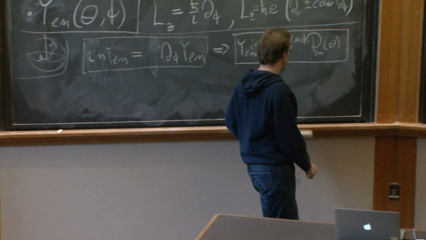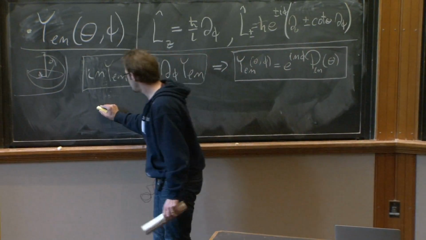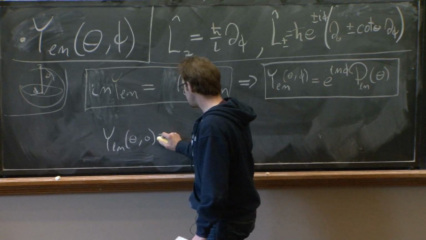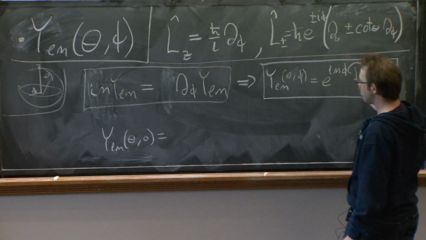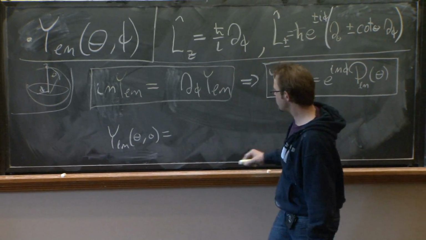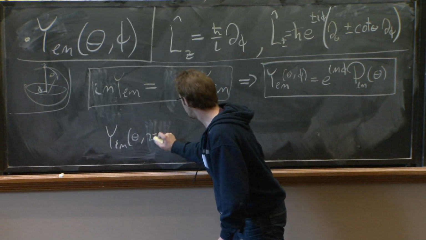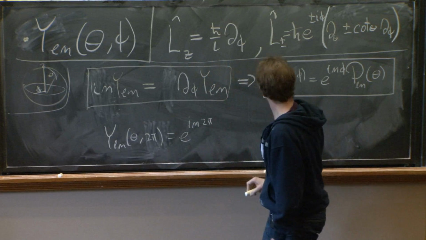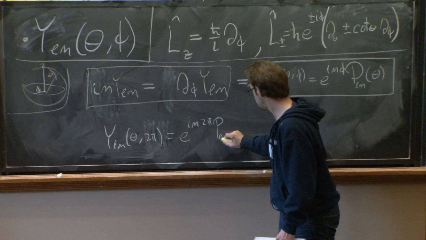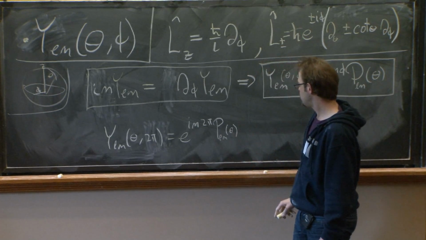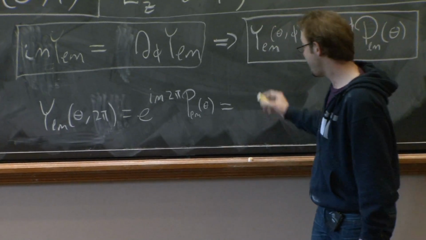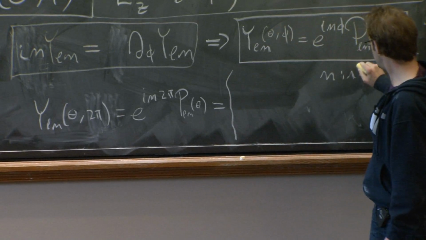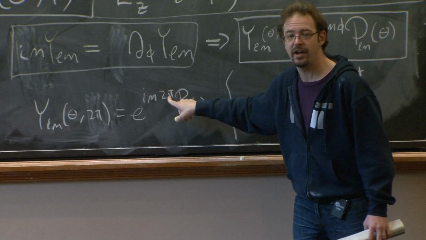But that should worry you. Because note that as a consequence of this, Y_lm of theta, 0 is equal to, well, whatever it is. But Y_lm of theta, 2 pi is equal to e to the i m 2 pi times P_lm of theta. But this is equal to, oh, now we're in trouble. If m is an integer, this is equal to e to the i integer 2 pi.